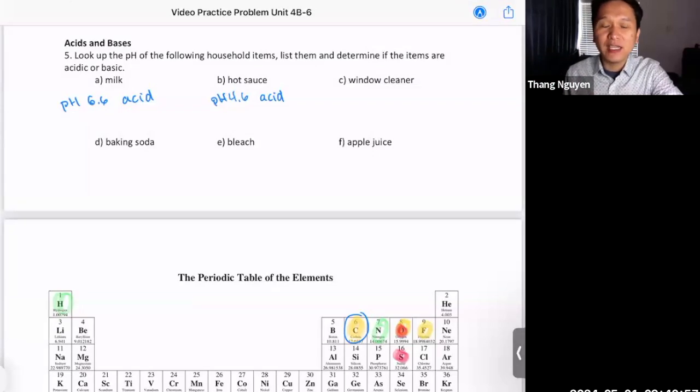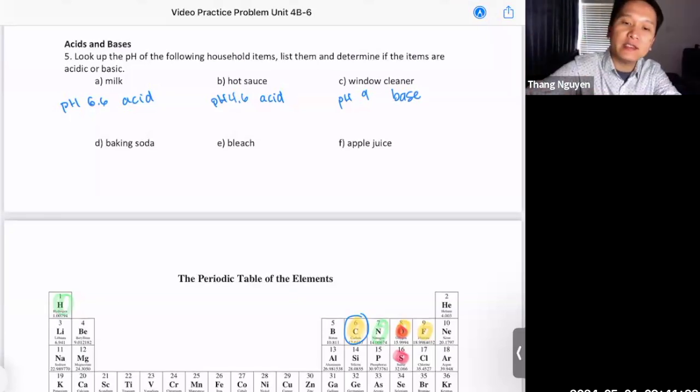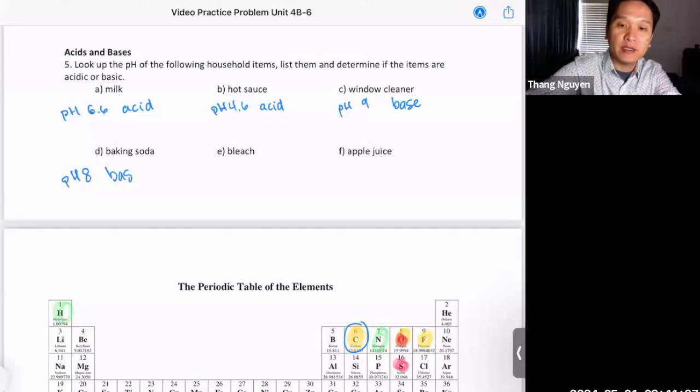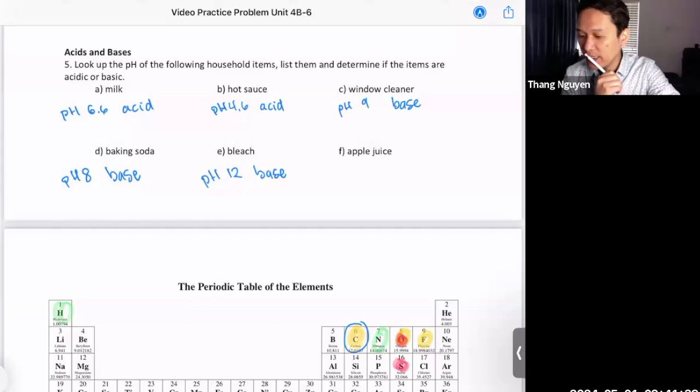Window cleaner, when I typed up window cleaner, nothing shows up, so I just typed in Windex, which is a type of window cleaner, a brand name. And when I did that, it did show me a pH of 9. And then there were other window cleaners, a pH 13. So regardless, window cleaner is basic. Now, the baking soda, when I searched, it was a pH of 8. So that's basic also. Bleach had a very high pH when I searched. It was pH of 12. So that's definitely basic. Apple juice, on the other hand, had a pH of 4.